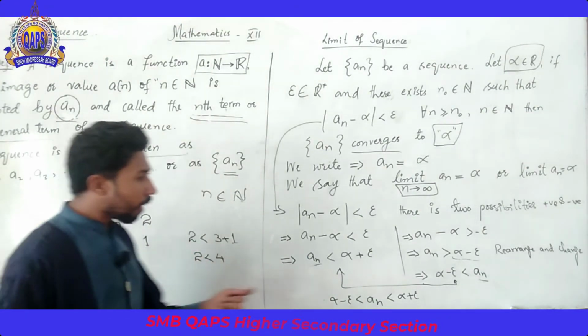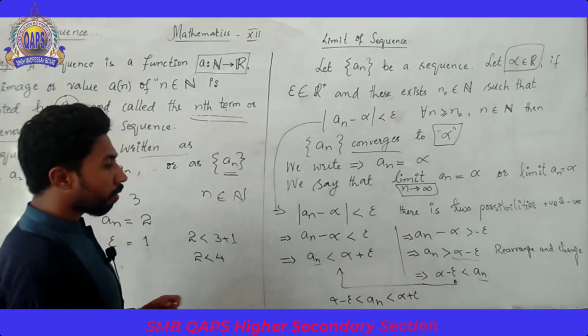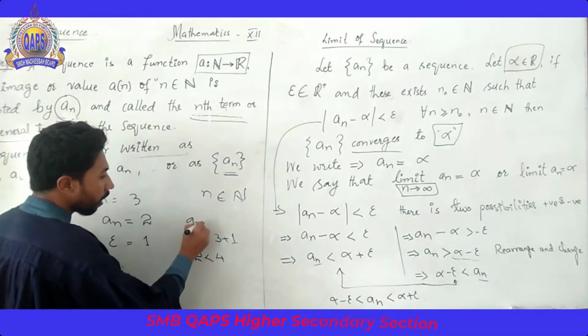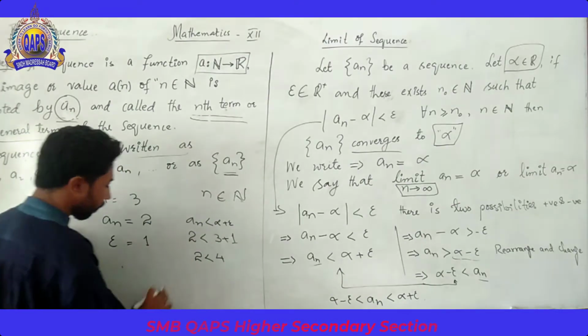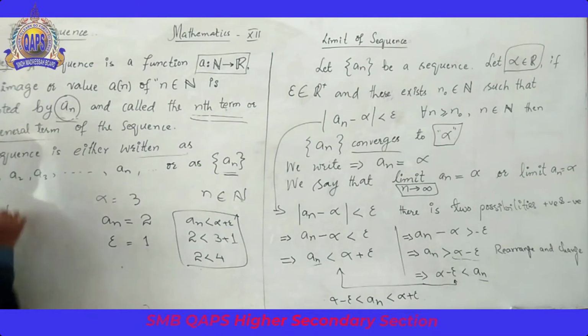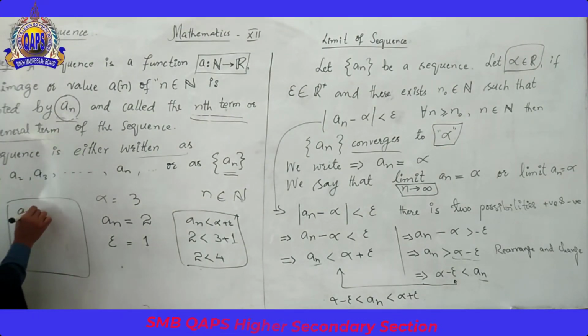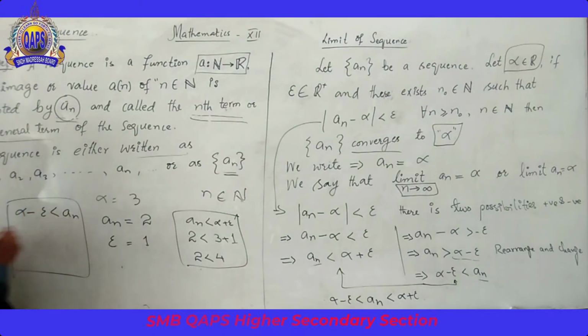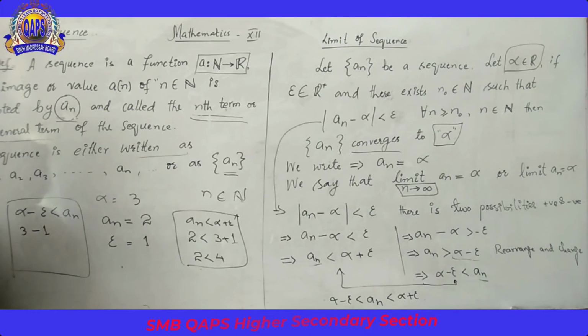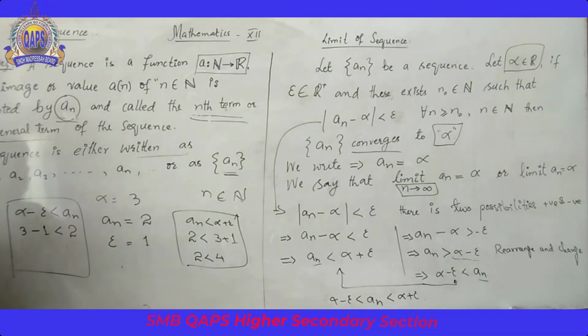How can we say that this condition is satisfied? Here this is an less than alpha plus epsilon, and there is the same condition. The first one is this condition, and the second one is alpha minus epsilon less than an. If we put here the value of alpha as 3 and epsilon as 1, then what will be the result? It is 2. Then what conditions are satisfied here?